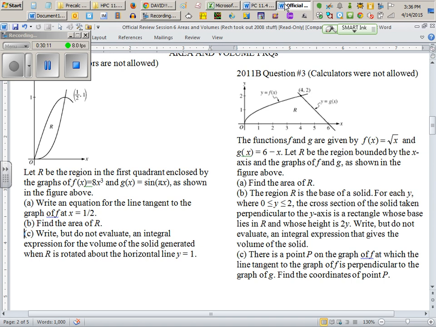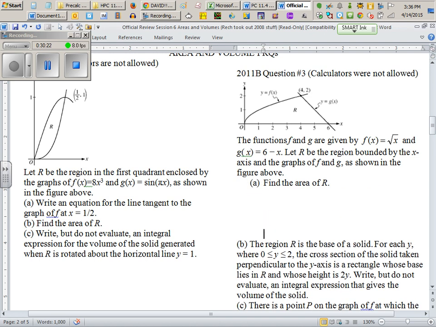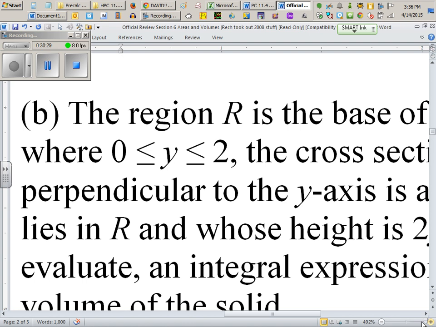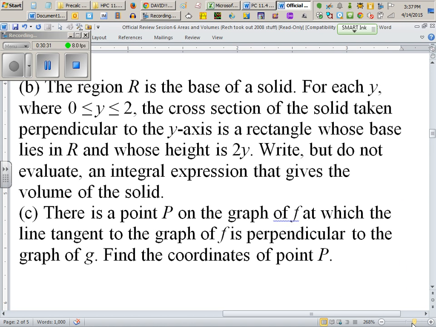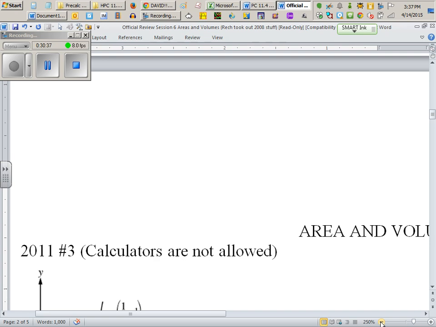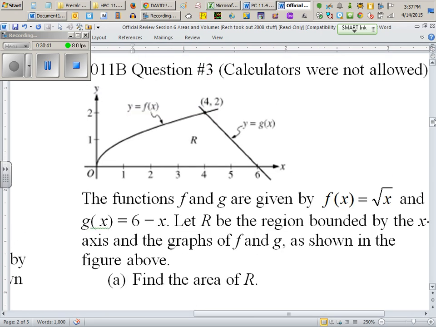I actually like this problem a lot because I like the question A. And I imagine there are a lot of people who missed Part A in 2011. Let's take a look at that problem. Oops. Didn't mean to zoom in quite that much. Okay. So what is the area of this region R?